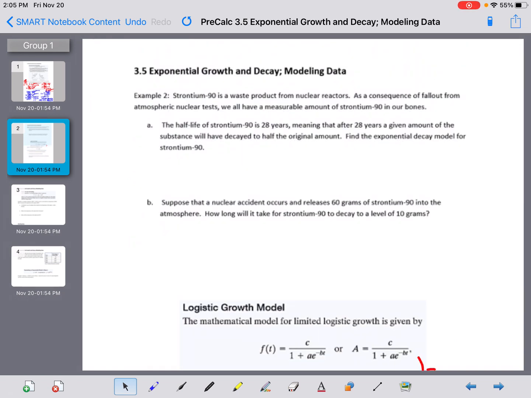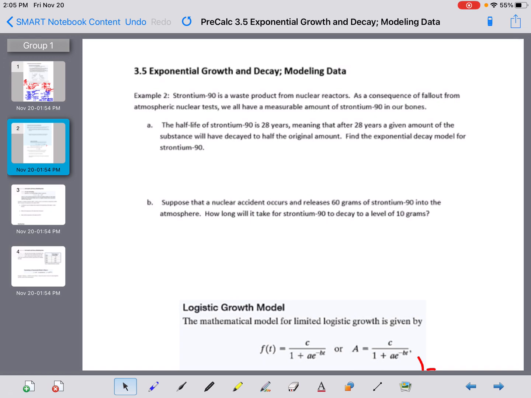All right. Strontium-90 is a waste product from nuclear reactors, and as a consequence of fallout from atmospheric nuclear tests, we have a measurable amount of strontium-90 in our bones, okay? So A, the half-life of strontium-90 is 28 years, meaning that after 28 years, a given amount of substance will have decayed to half the original amount. Find the exponential decay model for strontium-90. So we're going for the model first, okay?